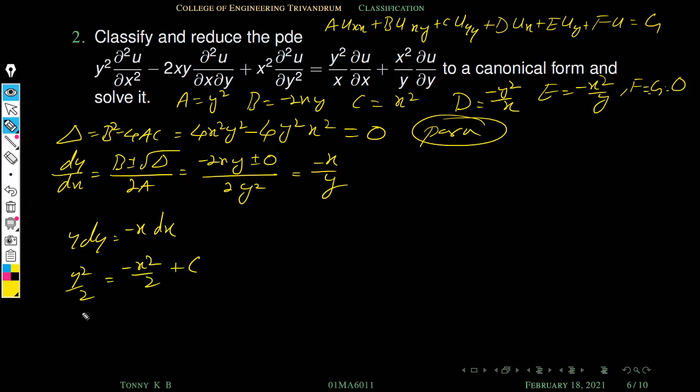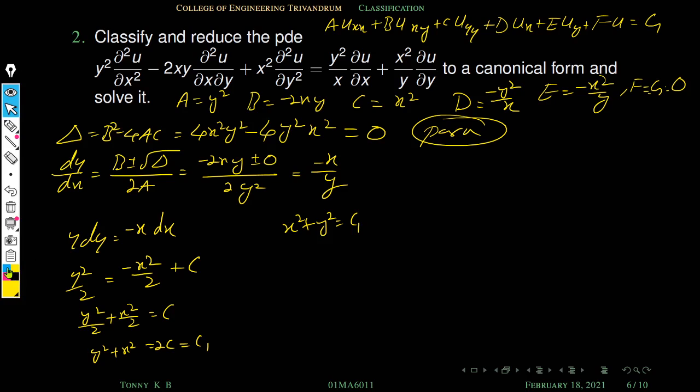And this is nothing but y square by 2 plus x square by 2 equal to some constant. You can take the LCM, so this becomes y square plus x square is equal to 2c. C is arbitrary, so 2c is arbitrary, and you can take it as c1. So now we have one characteristic, that is x square plus y square equal to c1.